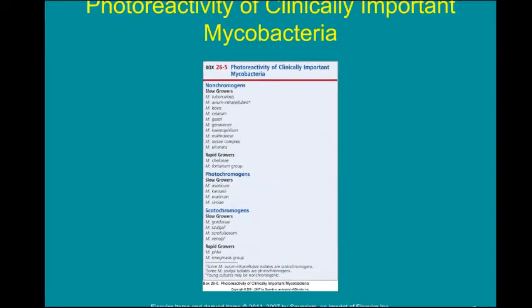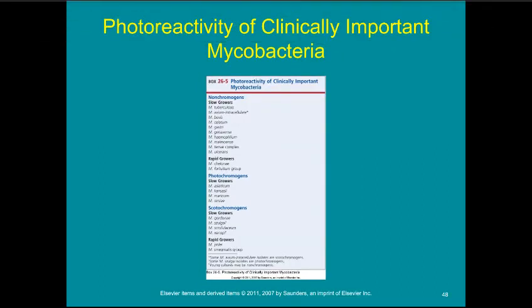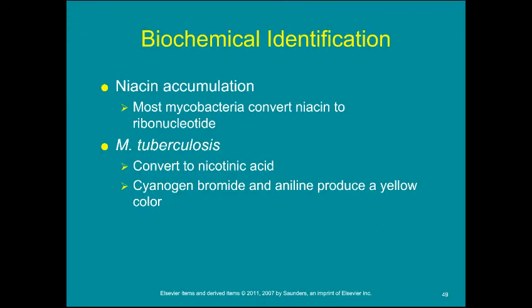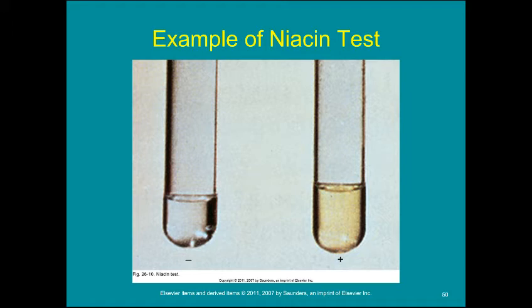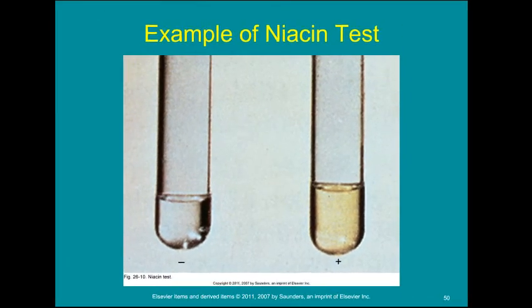Please familiarize yourself also. So, biochemical identification. Niacin accumulation. Most mycobacteria convert niacin to ribonucleotide. Okay? M. tuberculosis converts it to nicotinic acid. Cyanogen bromide and aniline produce a yellow color. Okay. This is an example of your niacin test.